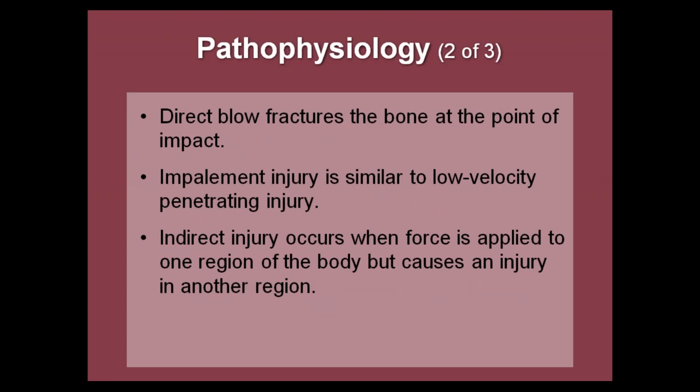A direct blow fractures the bone at the point of impact. Impalement injury is similar to low velocity penetrating injuries. Indirect injury occurs when force is applied to one region of the body but causes an injury to another region.